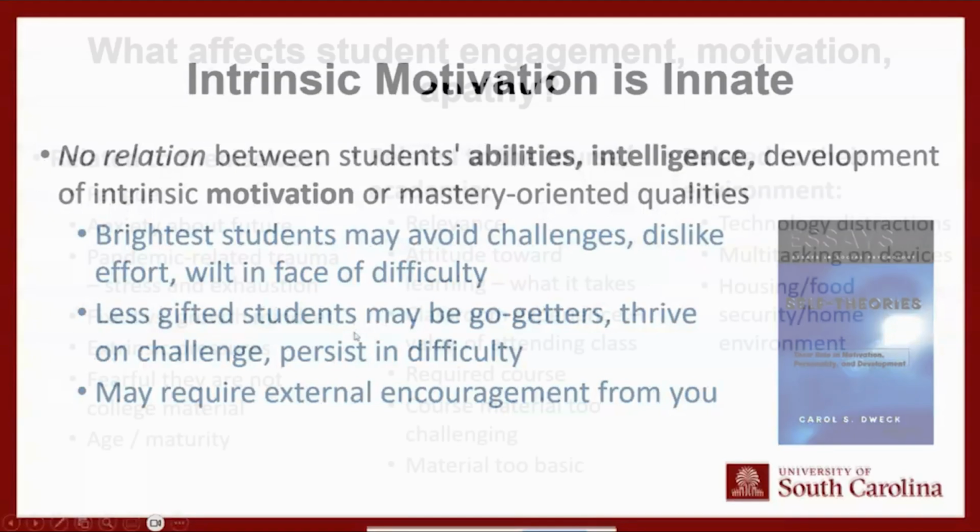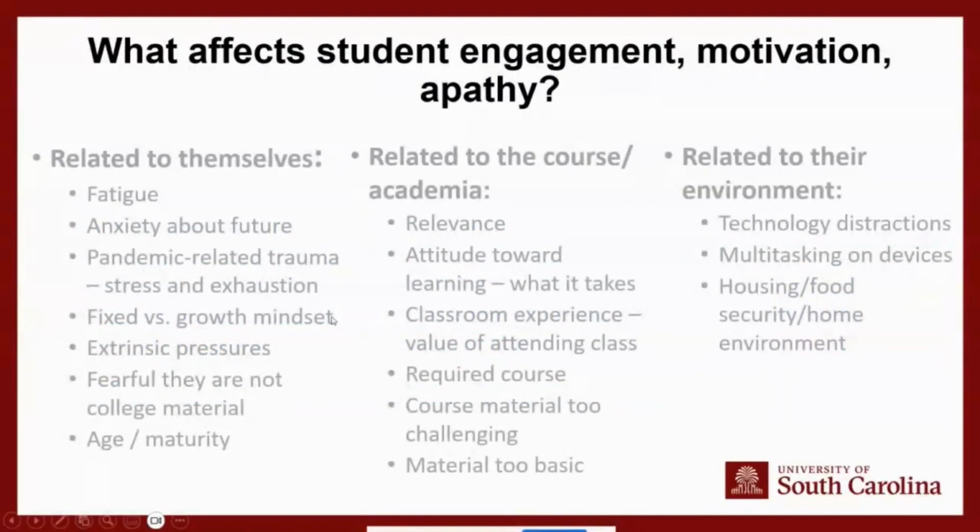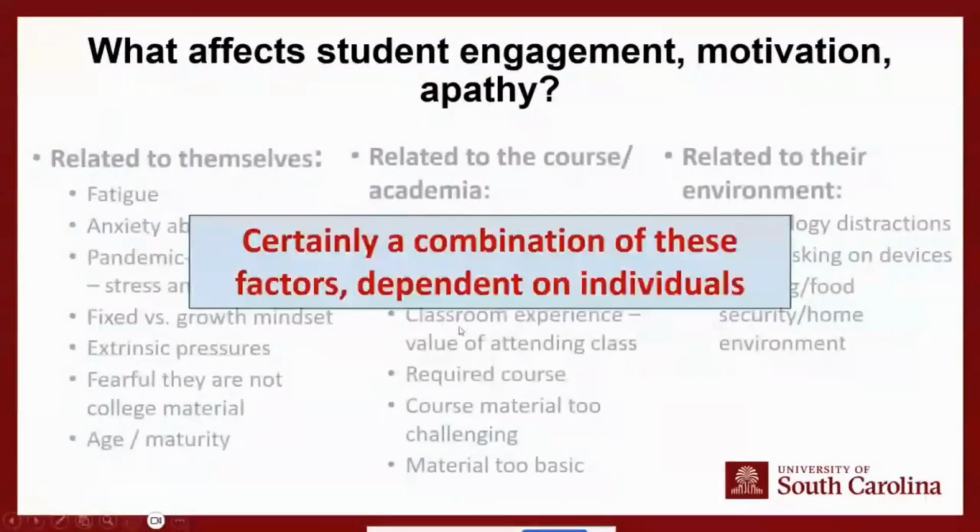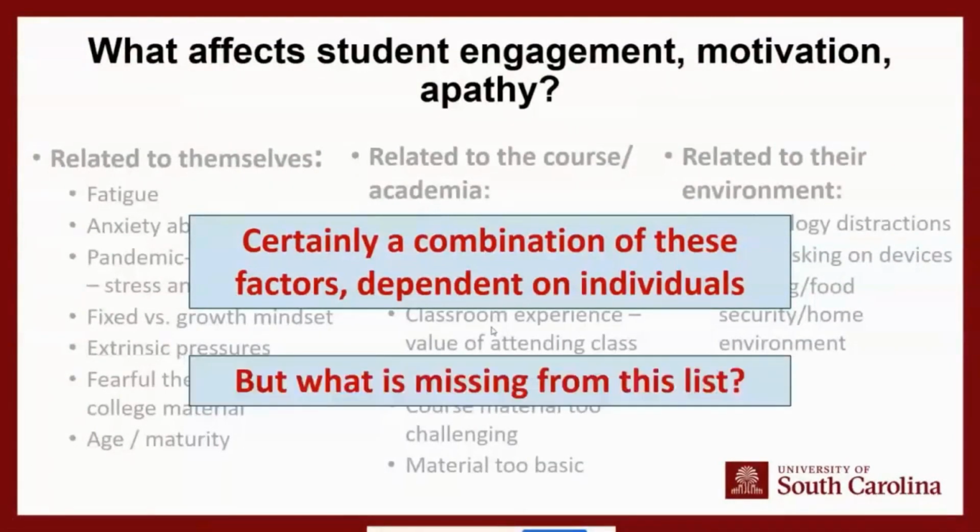Okay. We talked about these three different areas of what is affecting their engagement, their motivation, their apathy. We talked about themselves, the course, their academia, and the environment. And it's absolutely a combination of these factors. It depends on the individual, their experiences and situation. But there's another key category that's missing from this list. And a couple of y'all touched on it, but I hadn't seen it yet.